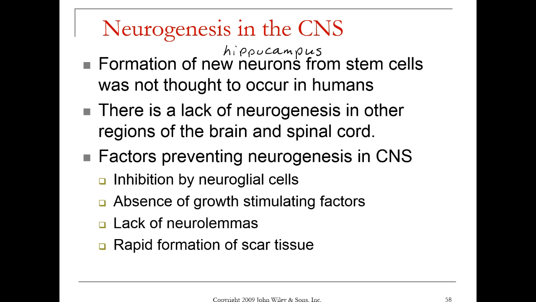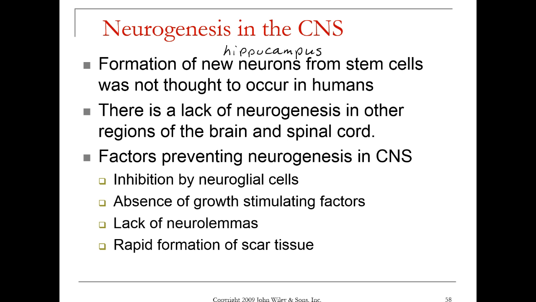So most other areas of the brain and the spinal cord will have a lack of neurogenesis. In fact, there are active factors that prevent neurogenesis. Neuroglial cells actually produce chemicals to inhibit the growth of stem cells within the central nervous system. There aren't very many growth stimulating factors. There's no neurolemmas in the central nervous system. Remember, there are neurolemmas in the peripheral nervous system. Those are formed by the Schwann cells. So usually in the central nervous system, you just get some rapid scar tissue if you have actual damage to the tissue in the central nervous system.